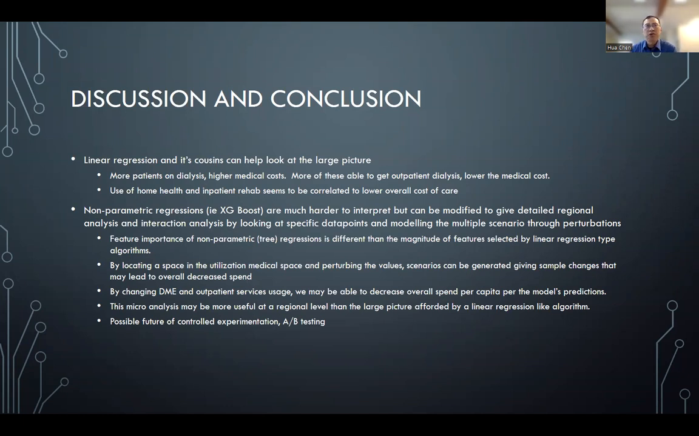And by using things such as perturbations, you can guess how you can try to decrease utilization in that particular area. For instance, in that particular choice that I chose for that medical space, by changing the DME value, you seem to be able to change the total spend by the most. And so as the organization, you may say, how do we try to get providers to consider the use of braces or other DME instead of procedures or hospital stays? Now, again, this microanalysis may be more useful at the regional level, but again, correlation does not equal causality, and we want causality. So this possibly opens up new A/B testing and controlled experimentation.